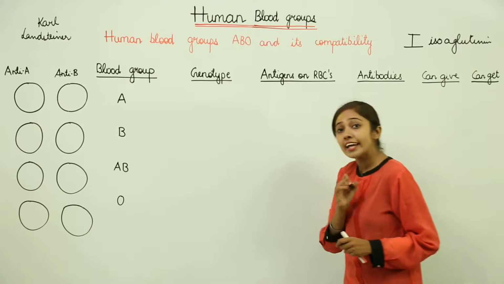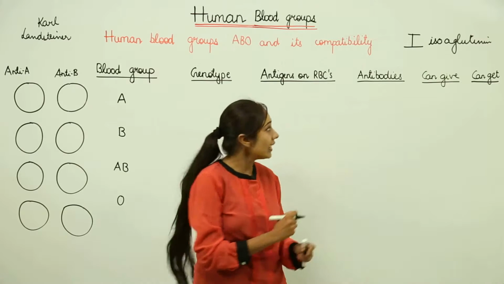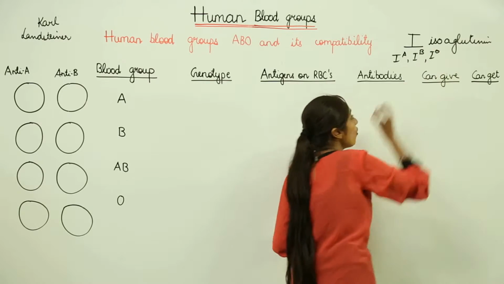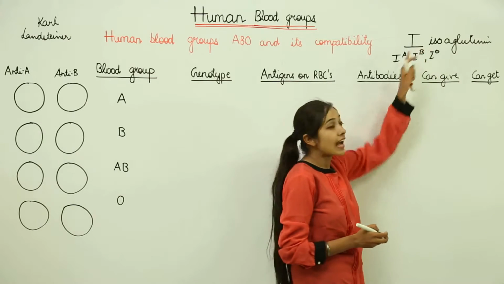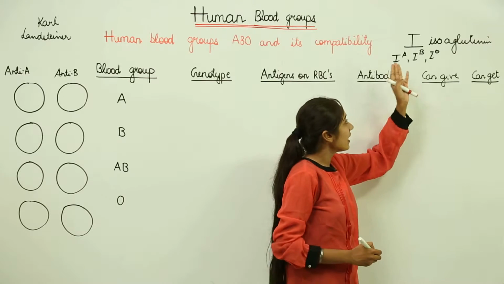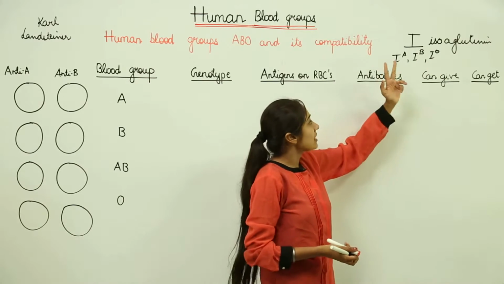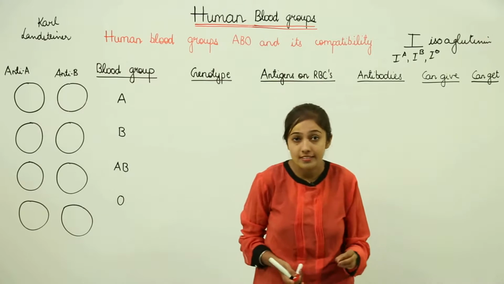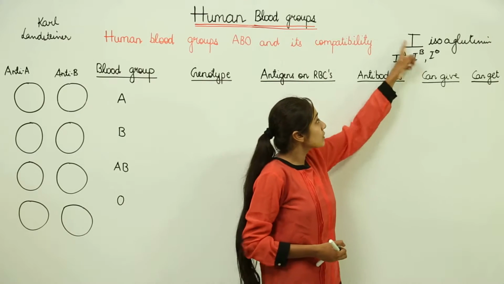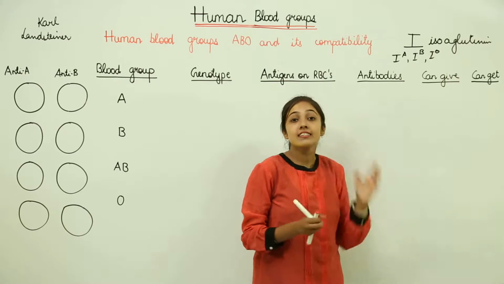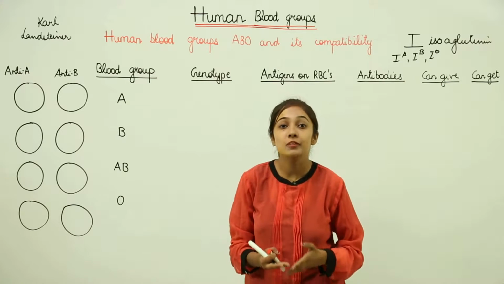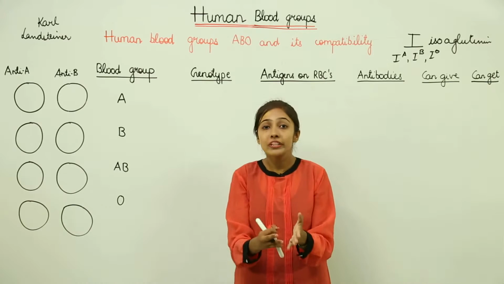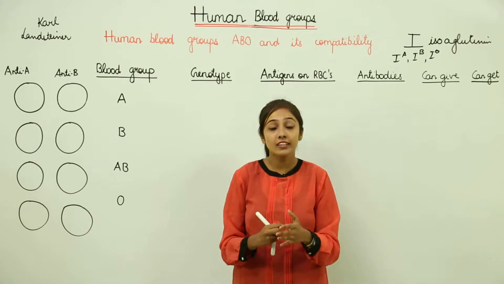Now this I gene has 3 alleles. The 3 alleles are IA, IB and IO. IA and IB are the dominant ones, means they are going to express. But IO is recessive, means it is not going to express in the presence of a dominant one. So for the expression of a recessive one, you need to have both together, means you need to have IO and IO so that the blood group can be O.